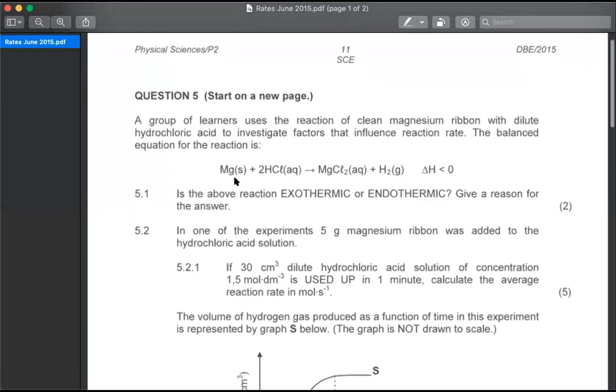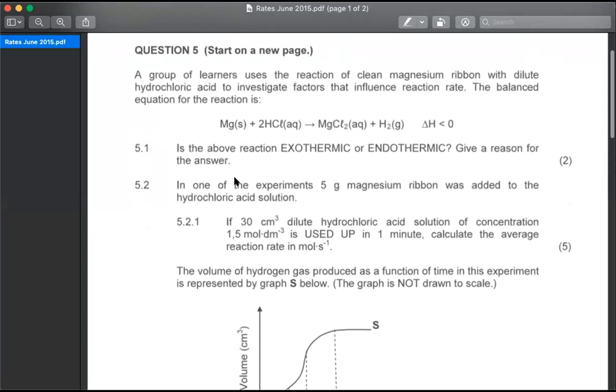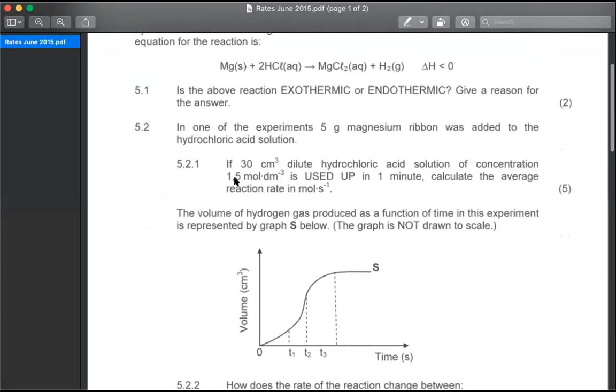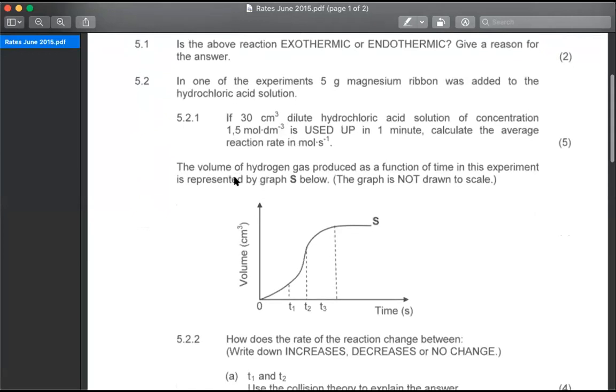Question 5.3. The volume of hydrogen gas produced as a function of time in this experiment is represented by graph S. Okay, it's not graph S because it looks like an S now. The graph is not drawn to scale. How does the rate of the reaction change between, write down increase, decrease, or no change, T1 and T2? If you look at T1 and T2, if you look at the gradient of this graph here, between T1 and T2, what can we say?